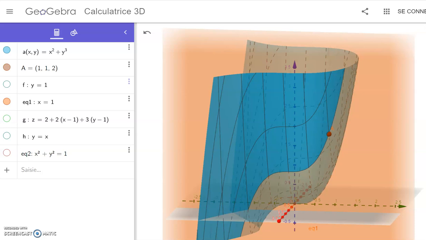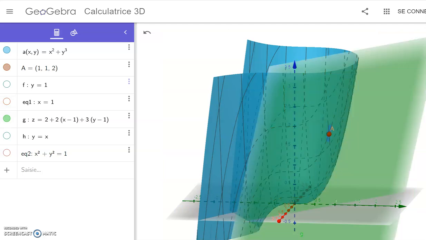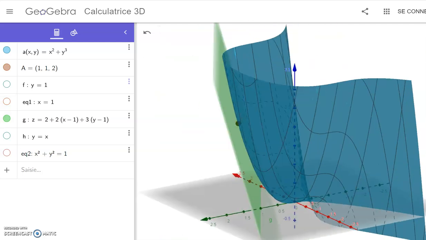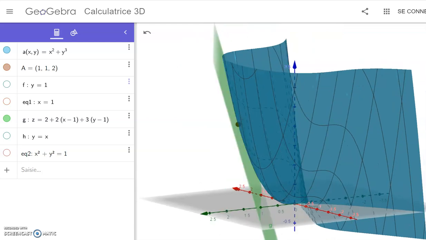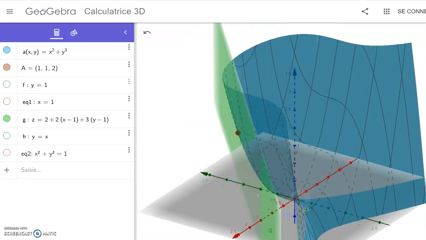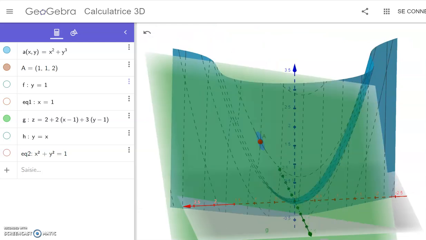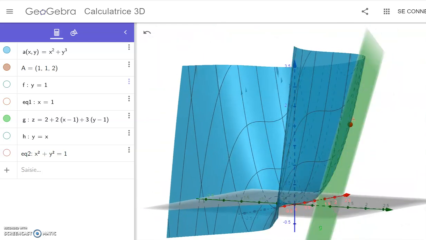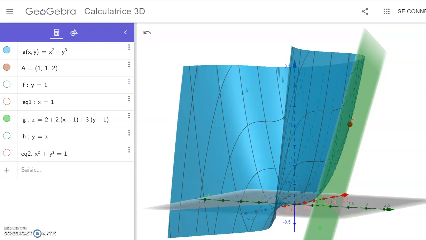Okay, so what else did I want to show you? Oh yeah, once you've got the two partial derivatives, you can compute the tangent plane. So we have a nice tangent plane here. The tangent plane's equation is z equal to the value of the function plus the value of the partial derivative according to x times x minus xa, plus the value of the partial derivative according to y times y minus ya.